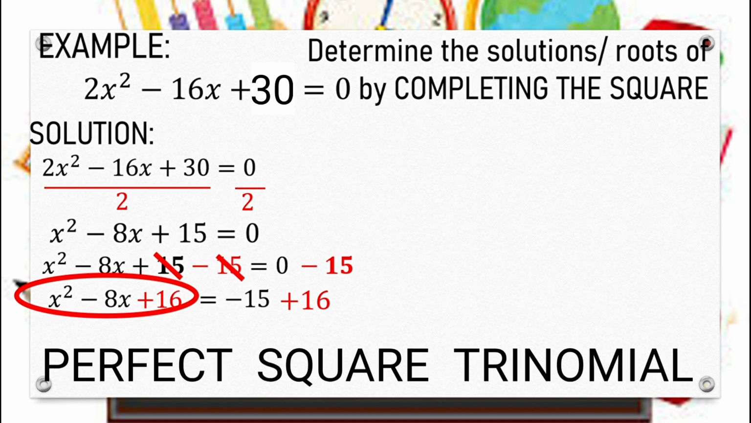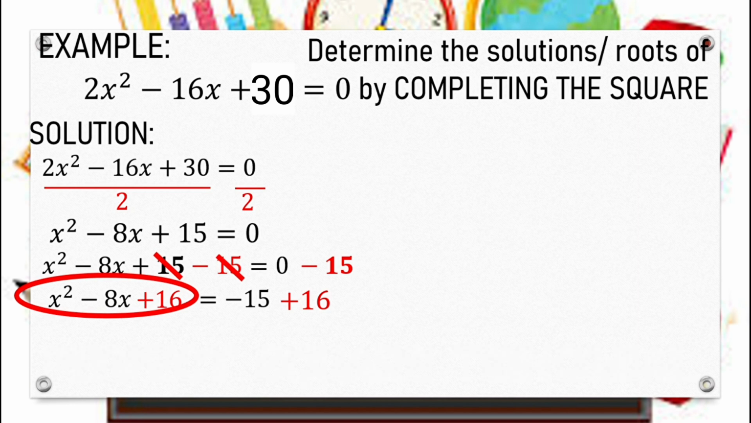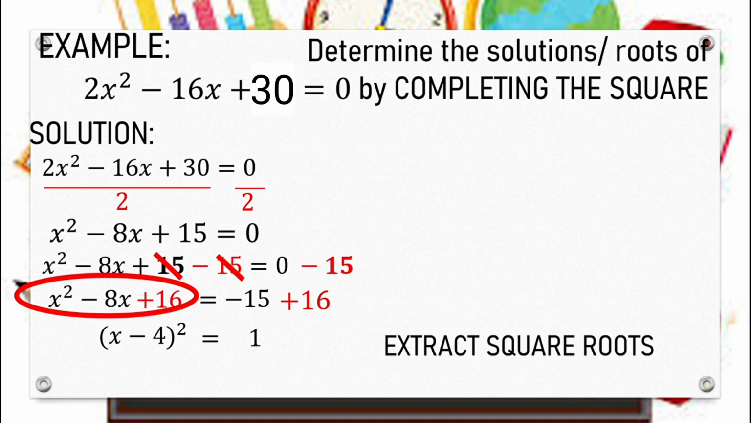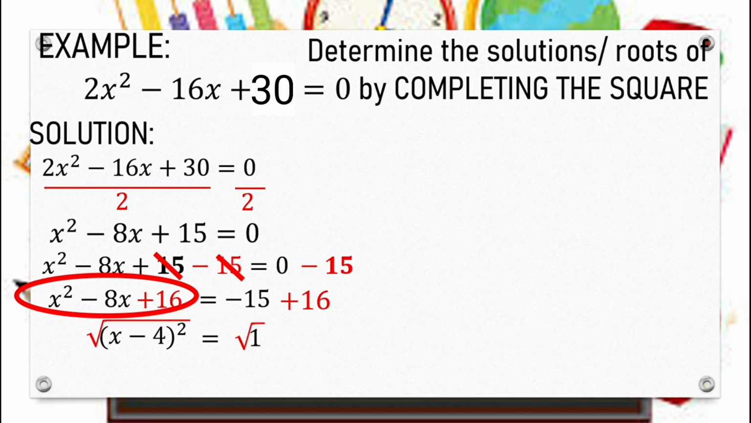perfect square trinomial. Let's express this as a square of a binomial as we write quantity x minus 4 squared equals 1. It is a result when we combine negative 15 and positive 16. After this, we will apply extracting square roots in order for us to eliminate the exponent in our square of a binomial. The simplified equation becomes x minus 4 is equal to positive negative 1.